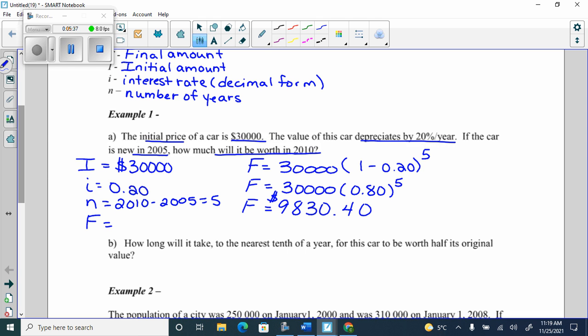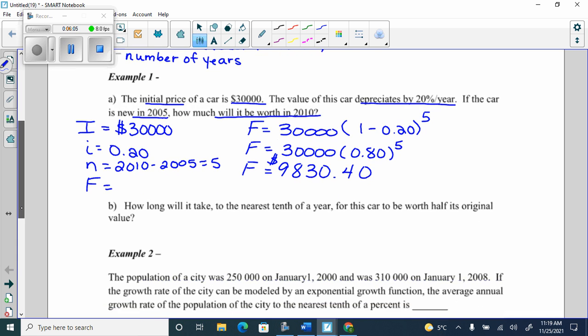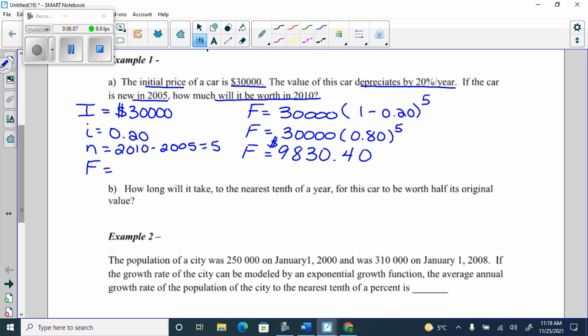Does that seem realistic? Every year I'm losing 80% of it. Well, I mean, it depends on the miles, the engine. We're not talking real life situations here. We're doing it as a genuine thing here. So at 30,000 we lose 0.8, and then we're down at that value, then we lose 0.8 of that, and 0.8 of that, and 0.8 of that, and then we have an answer, right? Because it's after 5 years. So $9,830.40 does seem realistic.